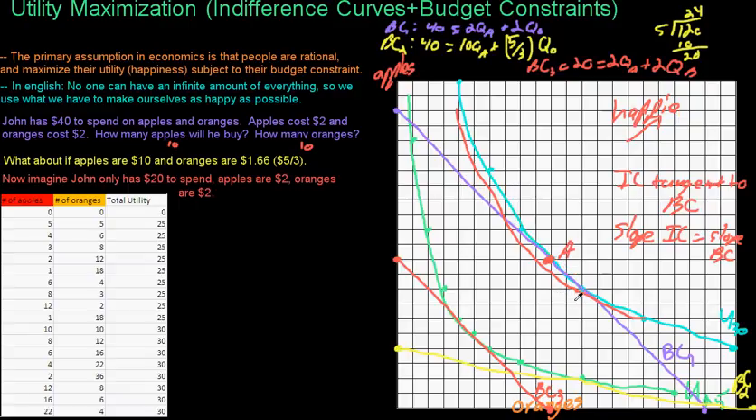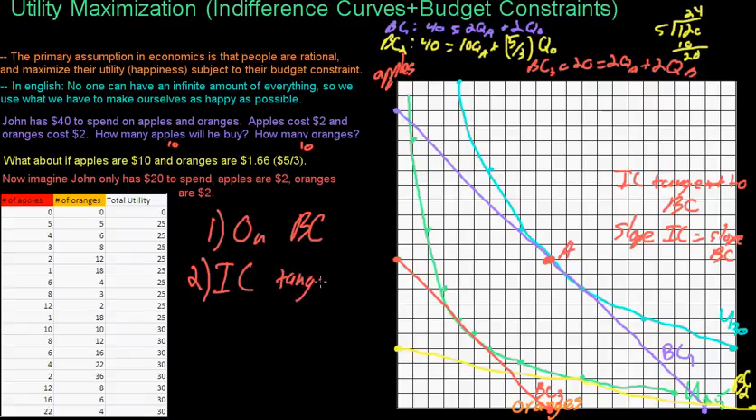So I am going to delete all of these budget constraints that I was drawing just to clarify that. And so now we have two real big conditions, two real big things that have to be happening. First, you have to be on the budget constraint, and I'm just going to write BC. And then the second is that the indifference curve, IC, has to be tangent to the budget constraint.